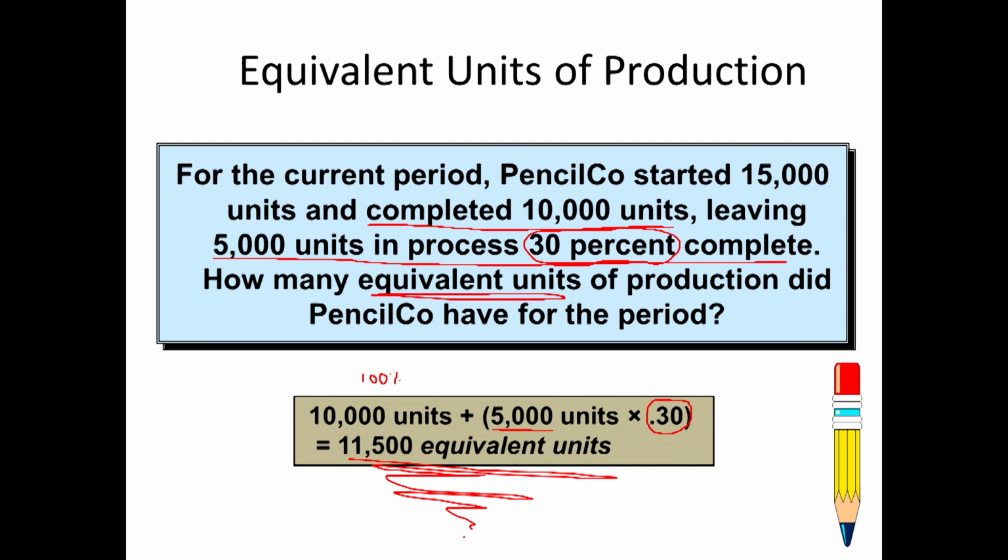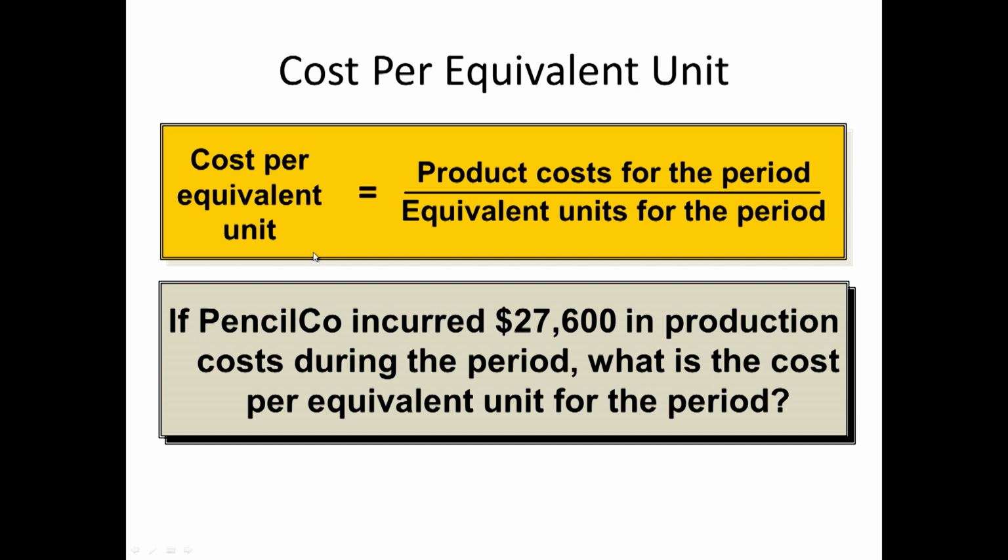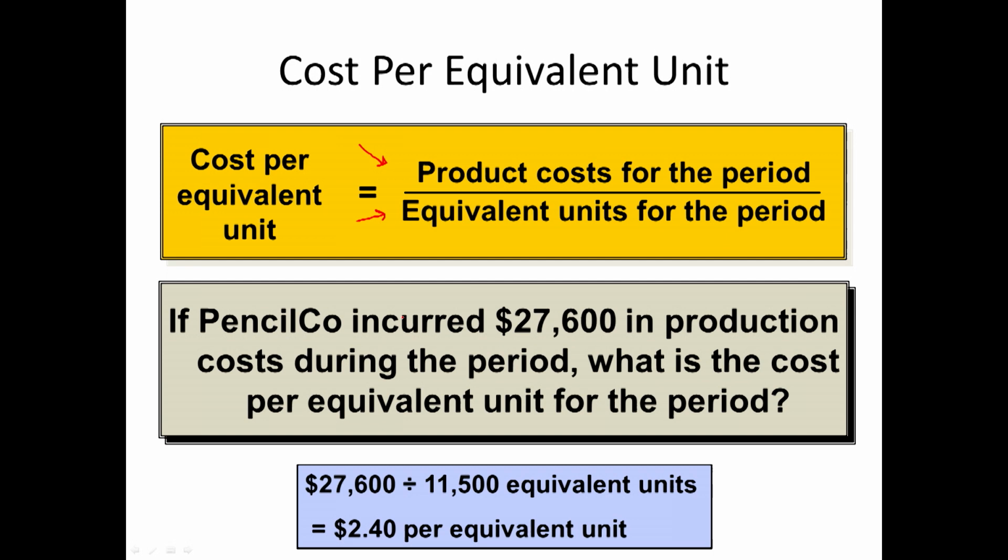Now, what is our cost per equivalent unit? Well, we take our product costs divided by those equivalent units that we calculated. For example, if Pencil Company incurred $27,600 in production costs during the period, what is the cost per equivalent unit for the period? You with me? Well, we would take $27,600 divided by the 11,500 equivalent units, and we would get $2.40 per equivalent unit. Does that make sense? Okay, cool.